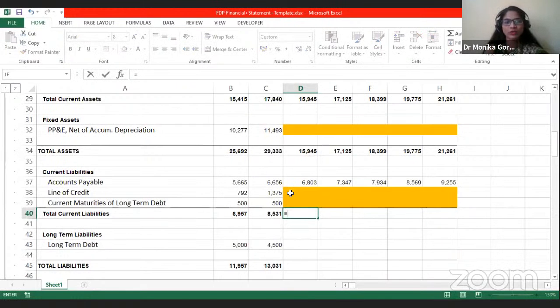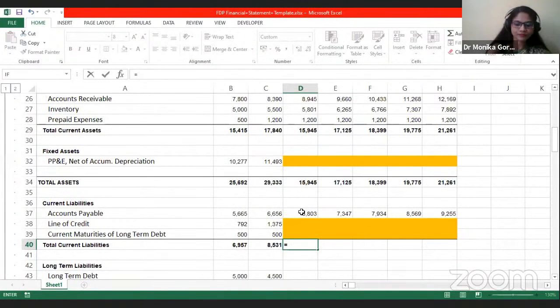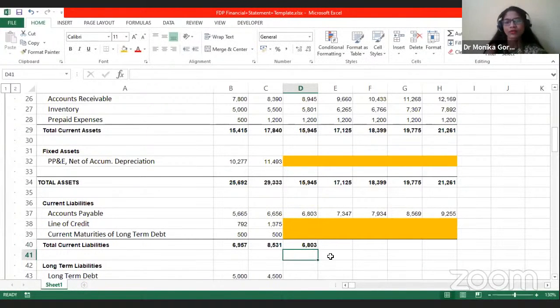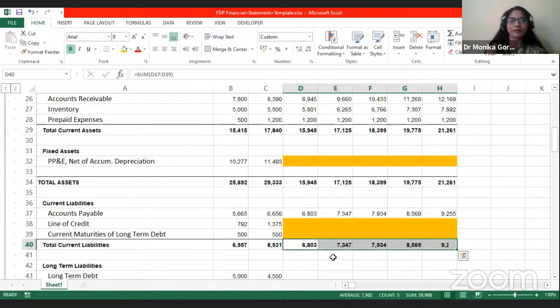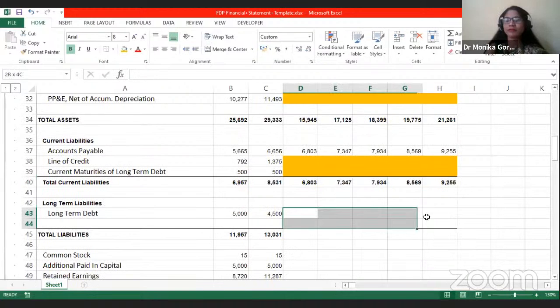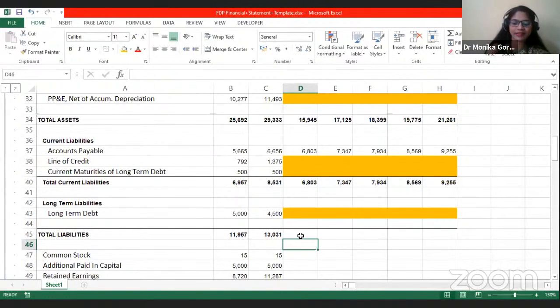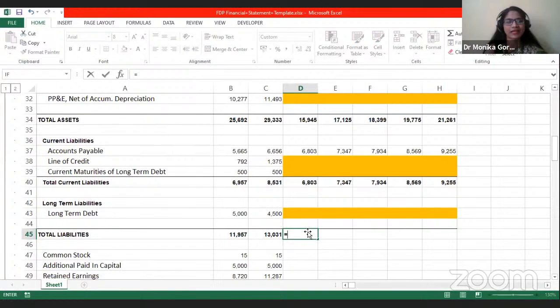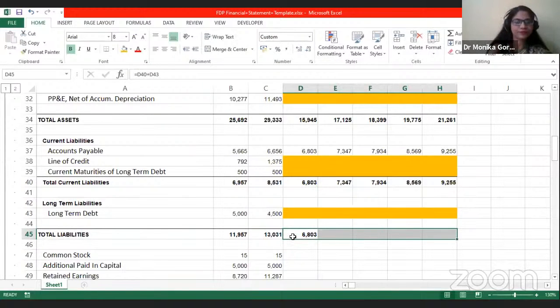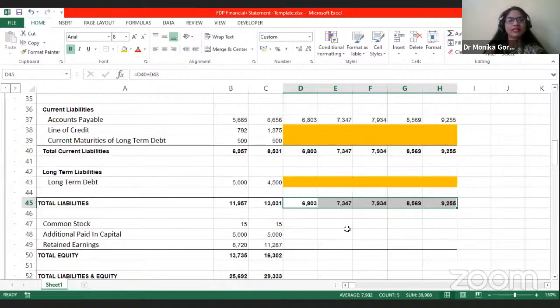Current liabilities is equal to the sum of your accounts payable, line of credit and current maturities. Okay, I'll just drag this, control R, and paste. Long term debt also I'll do the same. I'll just highlight that, so that after my debt schedule I'll come to know the actual amount of long term debt. So your total liabilities is your current liabilities plus your long term debt. The figures will be the same as we have not entered long term debt. Okay, let's move on.